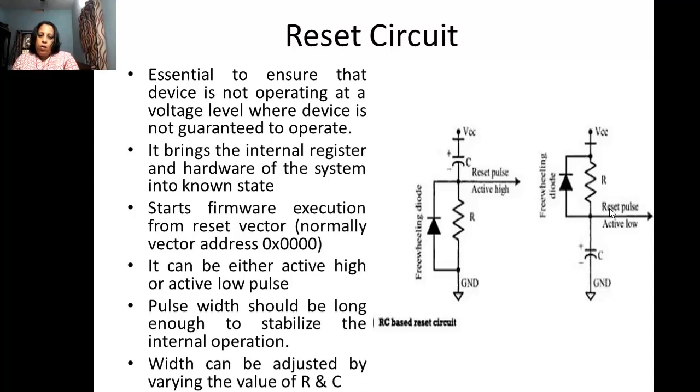Depending on the values of R and C, the pulse width can be adjusted, and the pulse width should be long enough to stabilize the internal operation. If there is any internal operation abnormality, the reset pulse width should be long enough to stabilize it. And as I said, the width can be adjusted by varying the R and C components. This is all about the reset circuit.